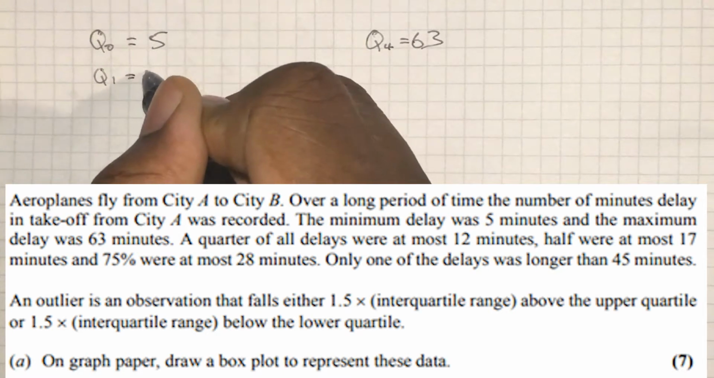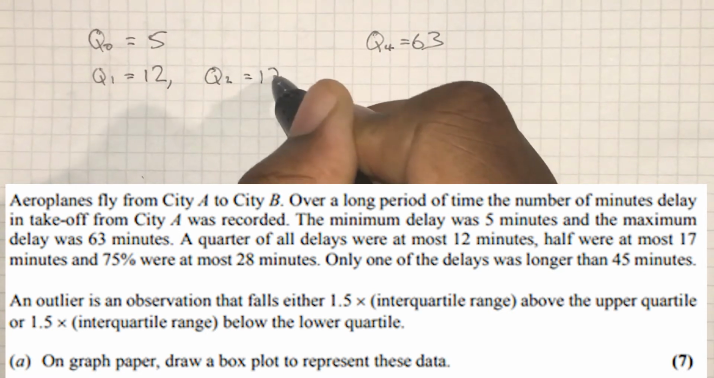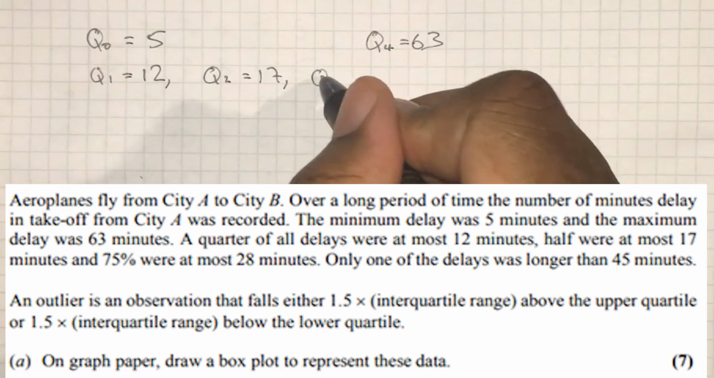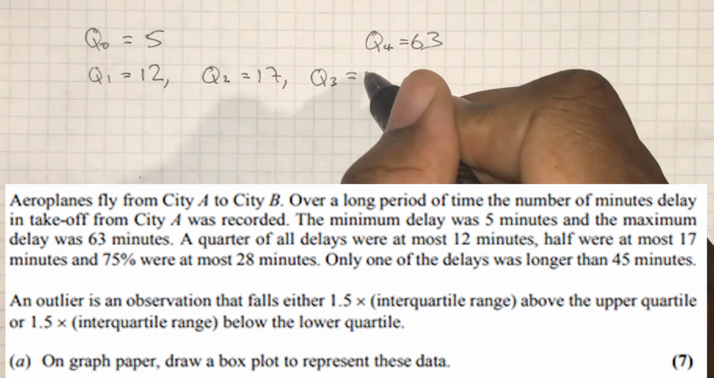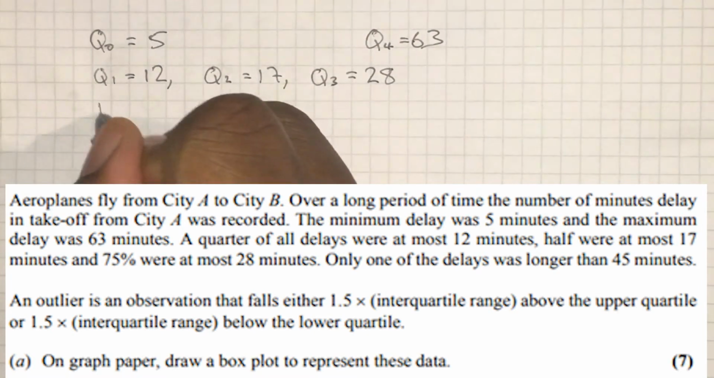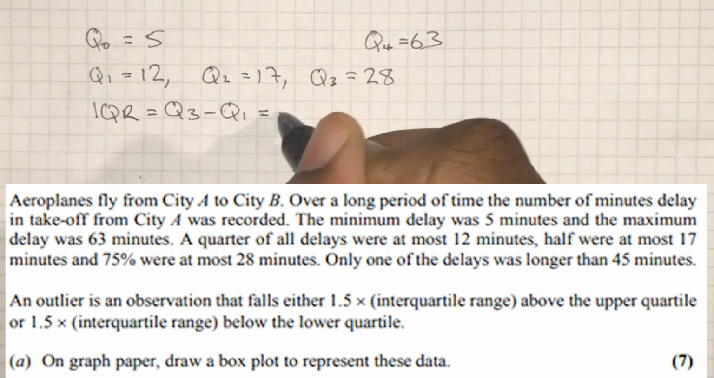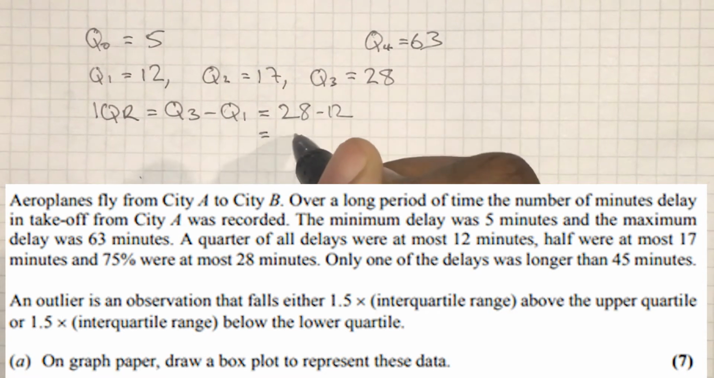So the wording there, they haven't told us specifically these are the quartiles, but reading through the context, we can gather that. We've been asked to produce a box plot, but before we can do anything around a box plot, we need to make sure that we've checked for outliers. So let's go ahead and find the interquartile range, Q3 minus Q1. That gives us an interquartile range of 16.